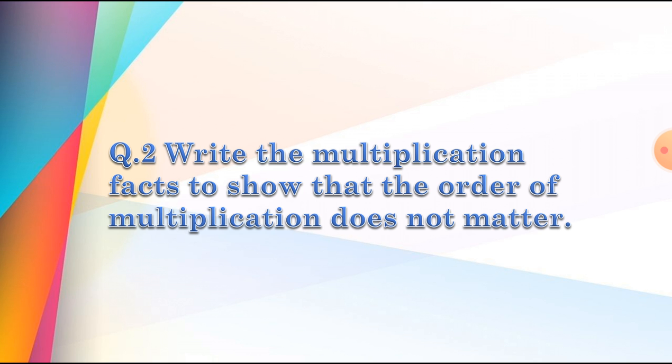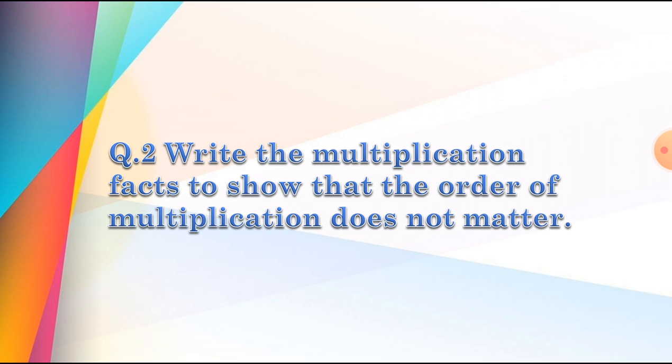So let's start this. This is question 2 of exercise 8A. We did exercise 8A question number 2 in the previous lecture. So let's read the heading of this exercise, question number 2. Write the multiplication fact to show that the order of multiplication does not matter. What does it mean? If we are swapping the numbers, if we are interchanging the numbers, the answer will be same.